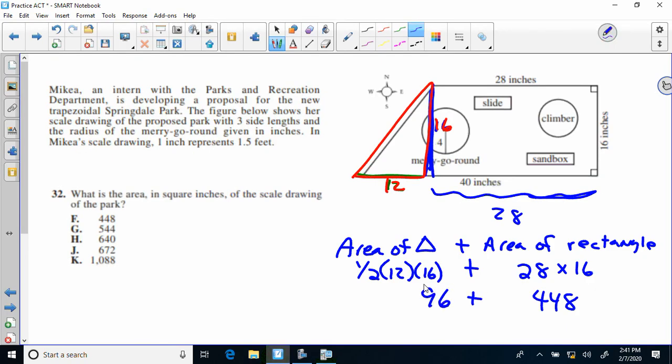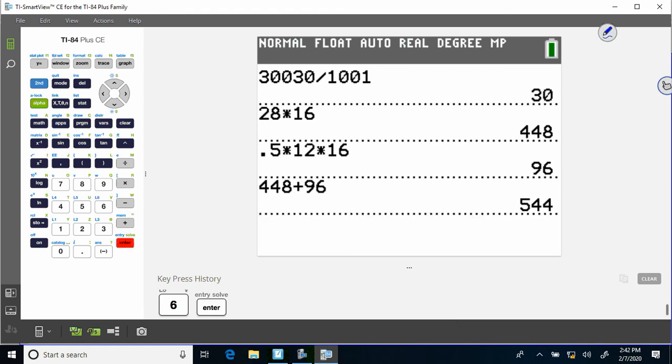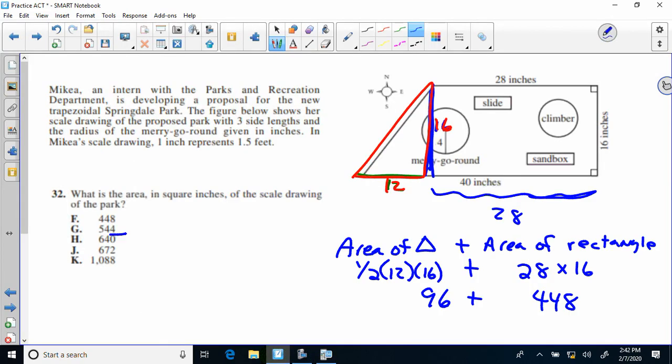And so my total area is 448 plus the 96, the rectangle plus the triangle. And so we should have 448 plus 96, and that gives us 544, so the whole area of our park is 544 inches squared.